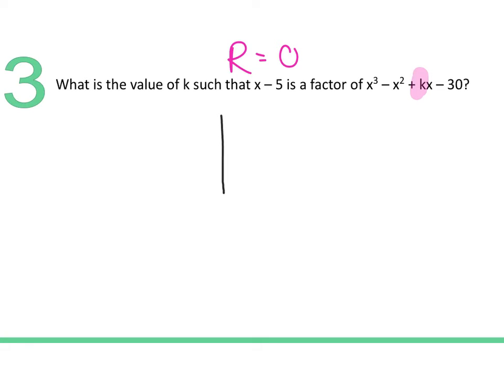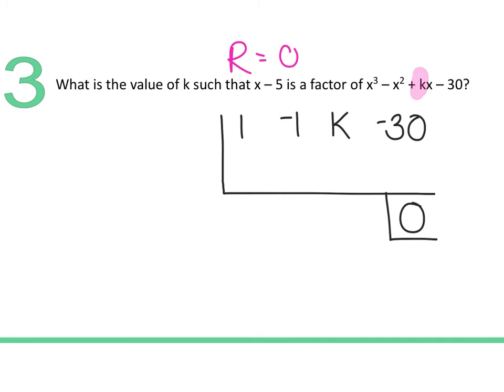So let's kind of fill in what we know and see if we can use some logical reasoning. So 1, negative 1, then I have a k, and then negative 30. And I know that my remainder has to be 0. What else do I know? Well, x minus 5 is a factor. Remember that the corresponding 0 goes here on the outside. And now I am going to do my synthetic with what I know. So bring down my 1. I multiply to get 5, add to get 4. 5 times 4 is 20. Now, if I would go to add at this point, I'm going to have k plus 20.